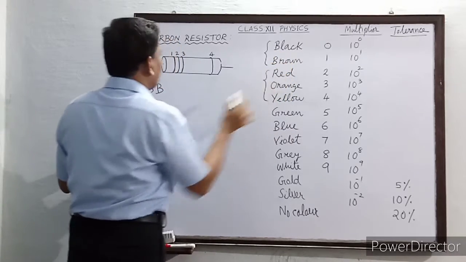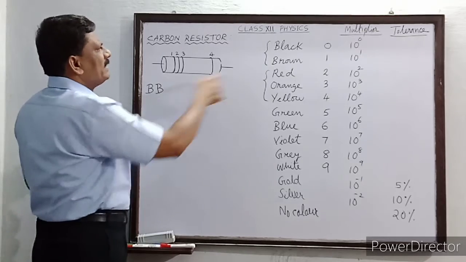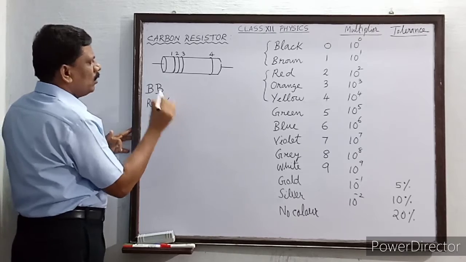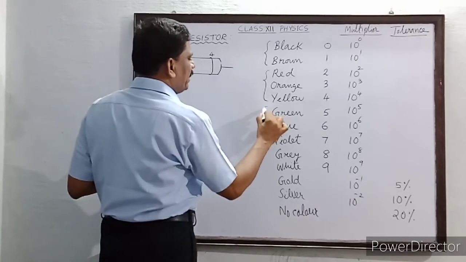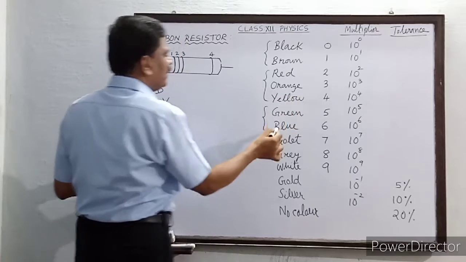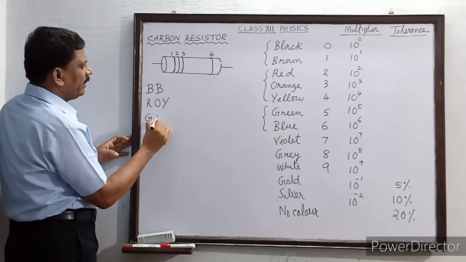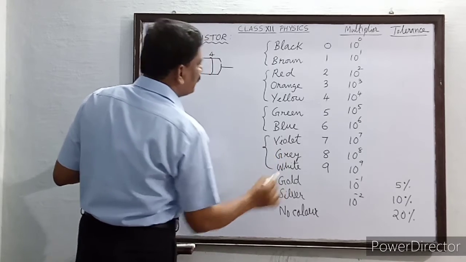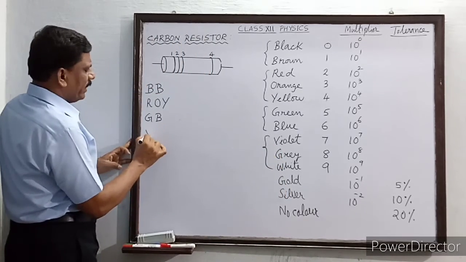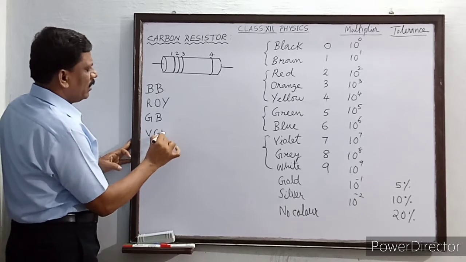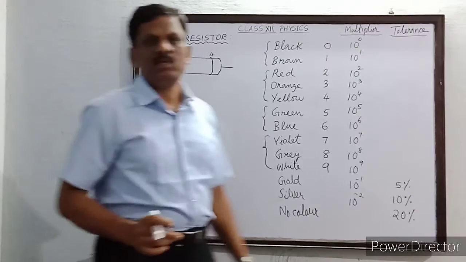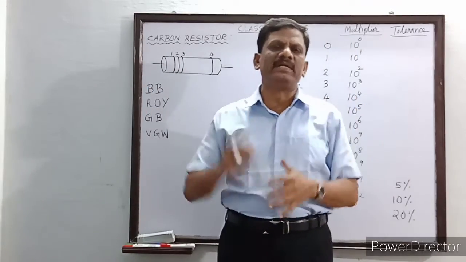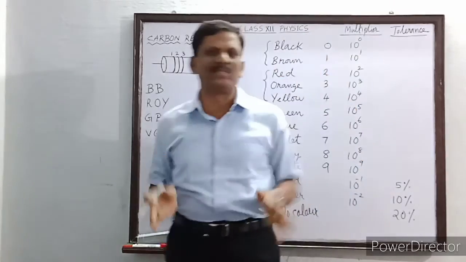First these two separately I am writing. Next is R, O, Y, which I am writing separately. And then green and blue: 2 followed by 3, again 2. So this is green and blue, and these three: violet, grey and white. So remember the sequence of colors also. You can write 2, 3, 2, 3, 2, 3, like that you can keep it in your mind.